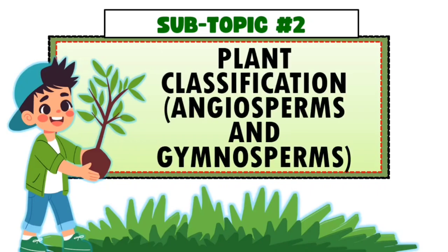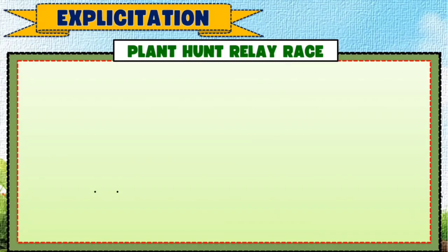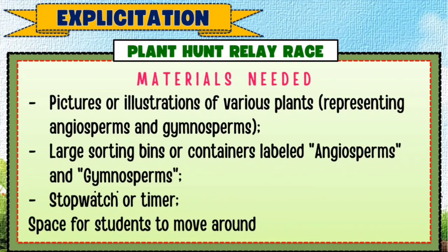Plant classification, angiosperms and gymnosperms. Materials needed in this activity: pictures or illustrations of various plants representing angiosperms and gymnosperms, large sorting bins or containers labeled angiosperms and gymnosperms, stopwatch or timer, and then space for students to move around.